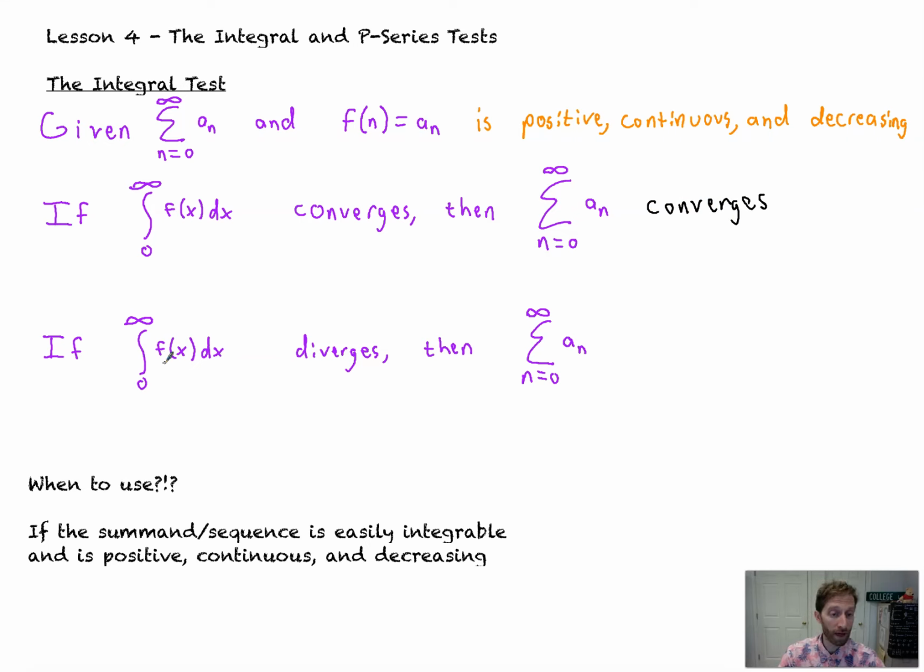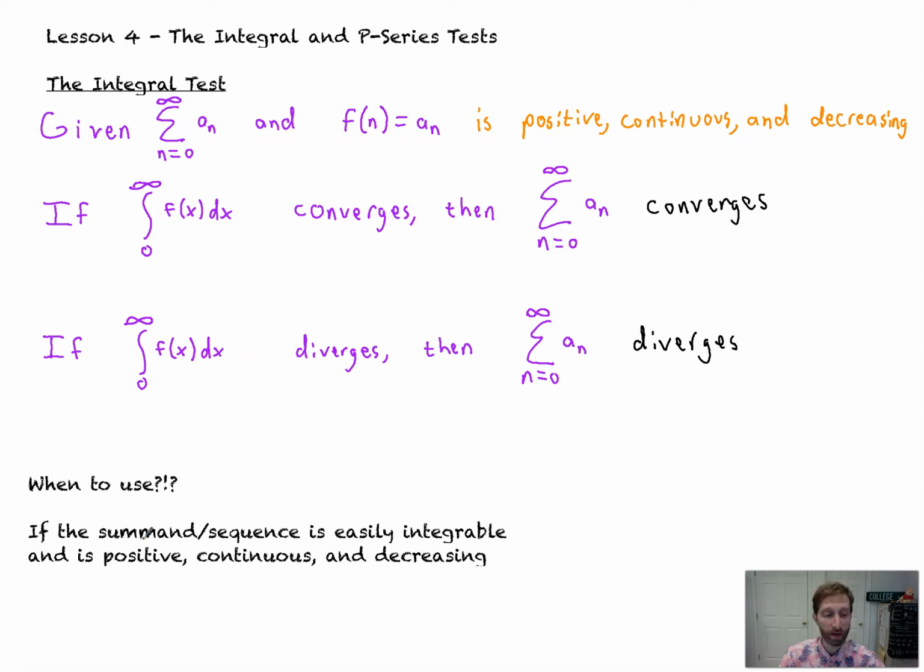If the infinite integral from 0 to infinity of f of x dx diverges, then that very same series with the same function in it that is positive, continuous, and decreasing diverges. So basically, whatever the improper integral does is what your series also does. Again, the series must be positive, continuous, and decreasing.